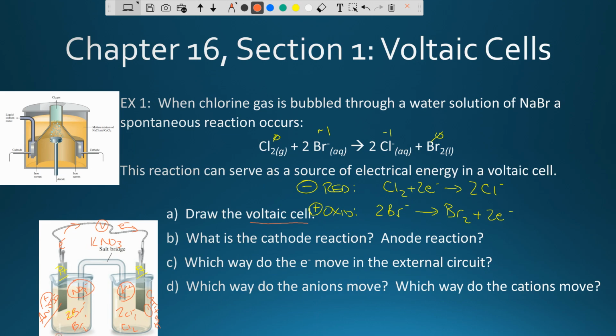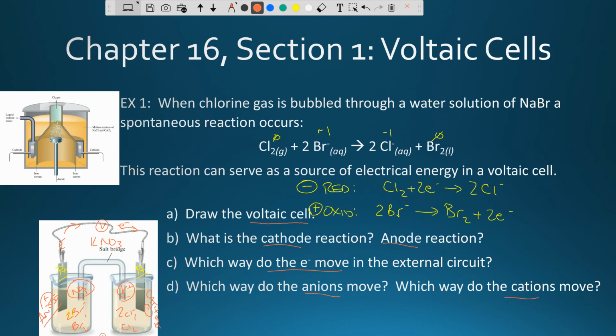We have ourselves a full circuit that goes all the way through for my voltaic cell. Notice that I've labeled my cathode, I've labeled my anode, and I've indicated which direction my electrons are going. We also talk about where the anions and the cations move, and I did that within my salt bridge.